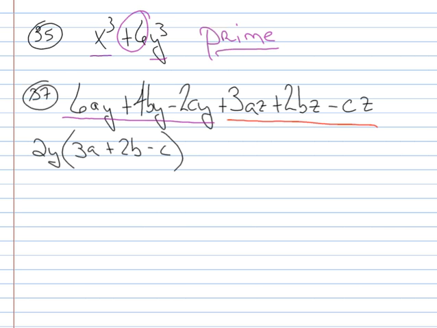If I look at these three pieces, do they all have something in common? Why, yes, they do. I can take a z out of all those. And we're going to take a positive z. So we take a plus z out, which leaves me with 3a plus 2b minus c. Oh, look at this. Isn't this nice? This one and this one are now the same.